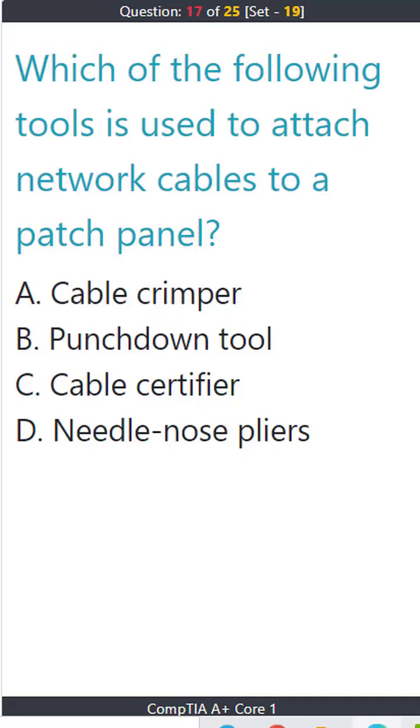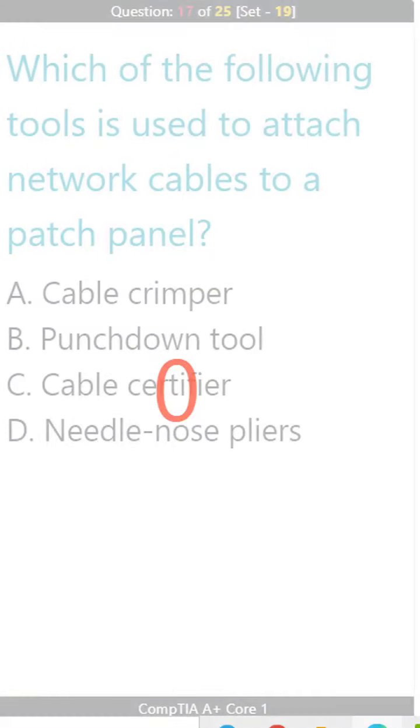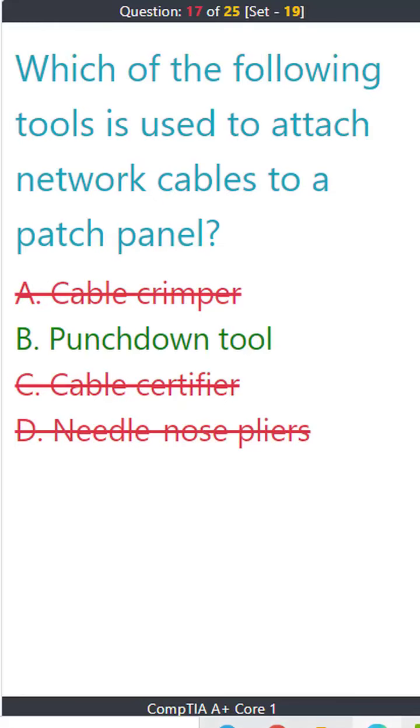Question 17. Which of the following tools is used to attach network cables to a patch panel? A. Cable crimper. B. Punch down tool. C. Cable certifier. D. Needle nose pliers. The correct answer is B. Punch down tool.